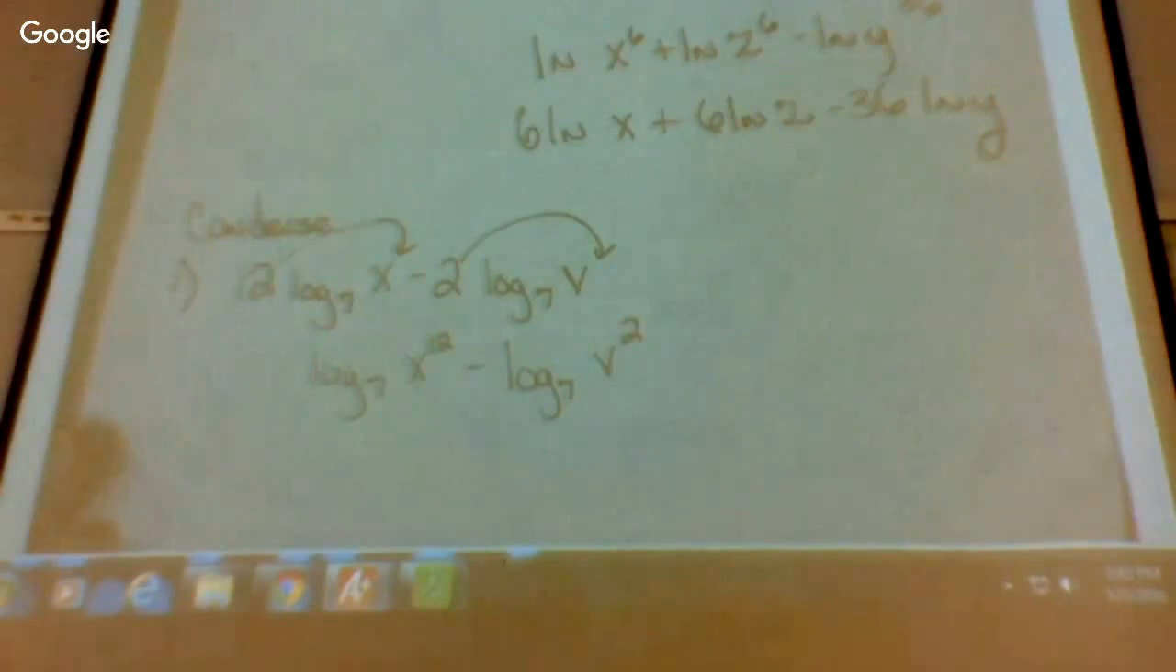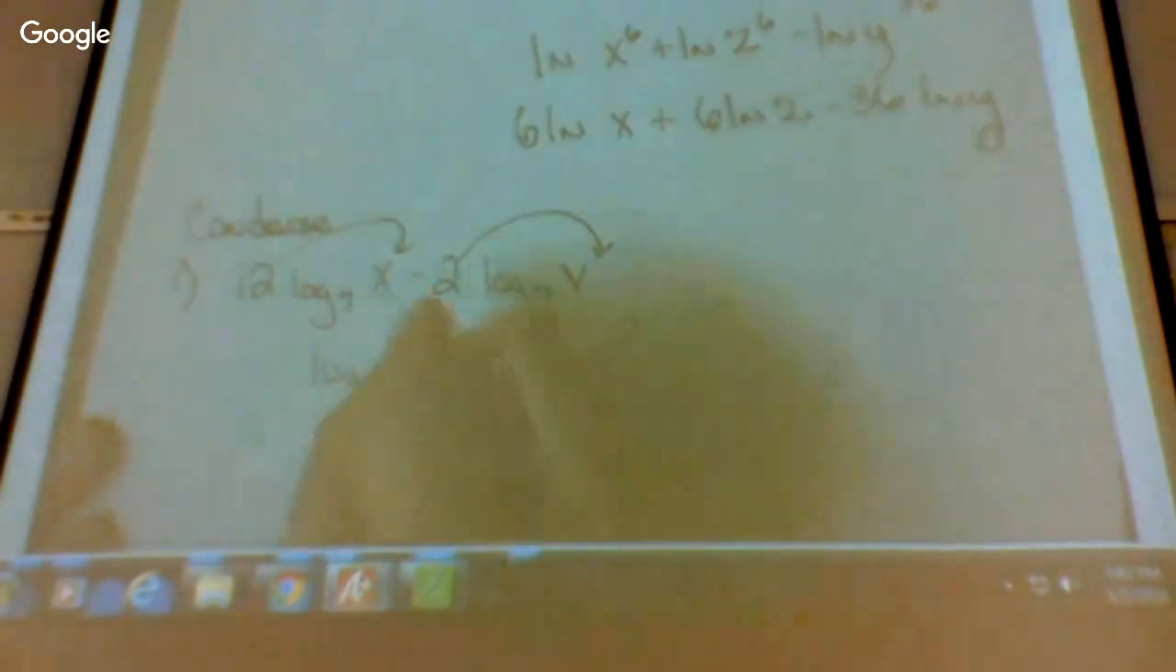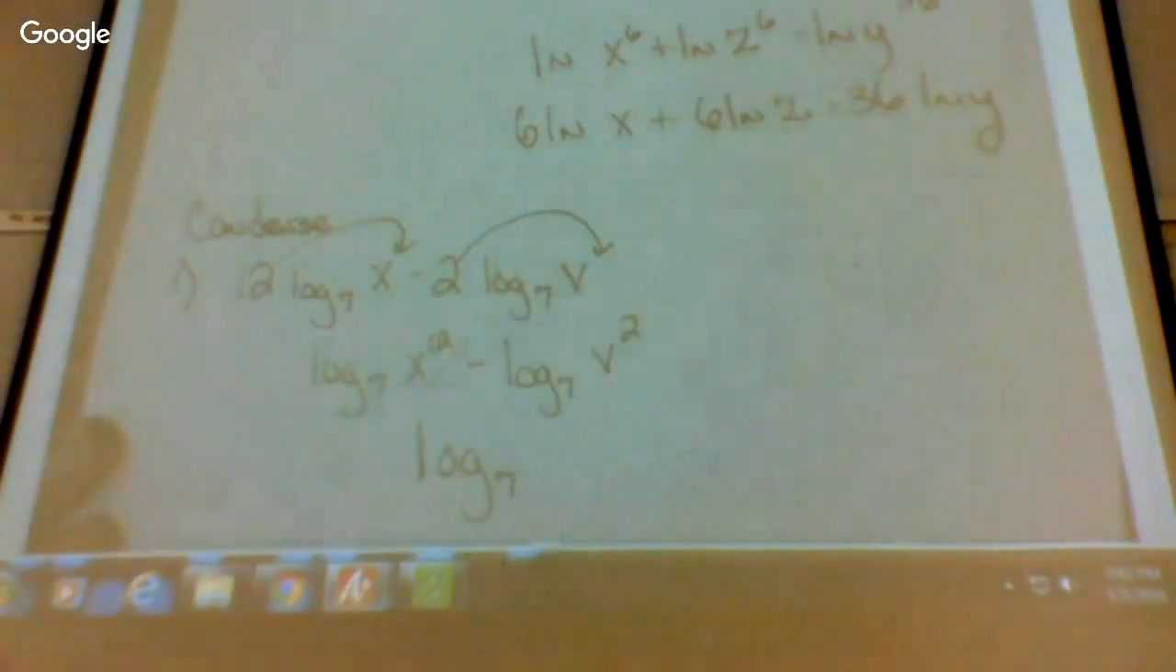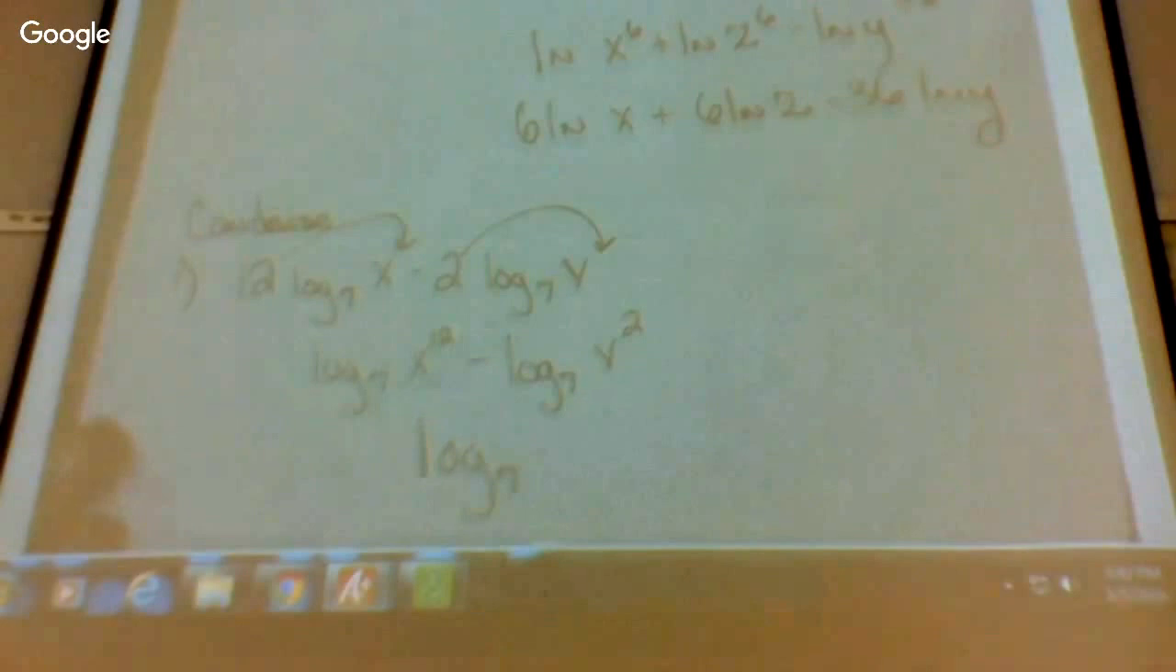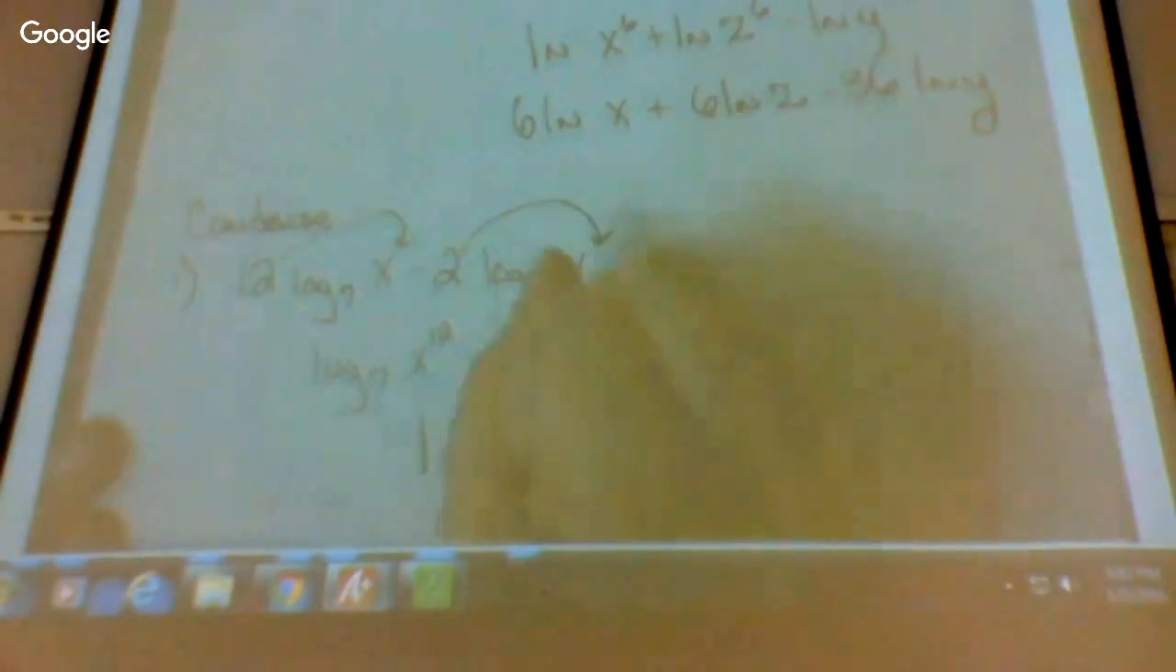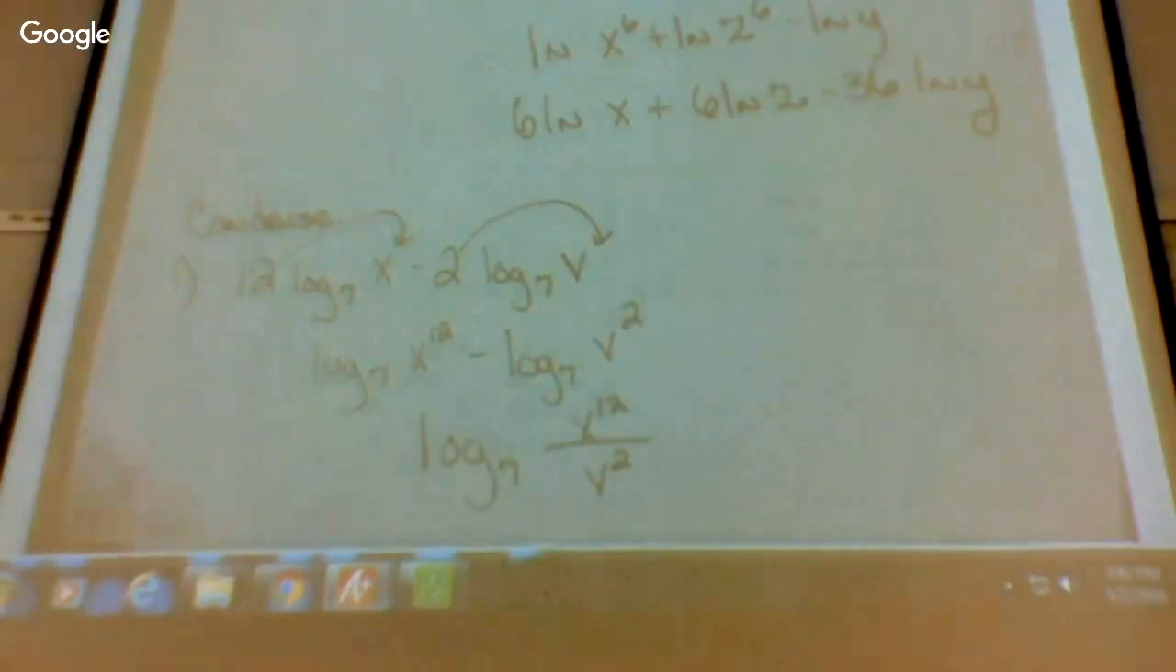Then what do I do? Division. Yep, I make the subtraction division. When I condense, I should only have one log in the end. I should not see multiple logs. It's the whole point of condensing. So log base 7 of x to the power of 12 divided by v squared. Any questions about that?